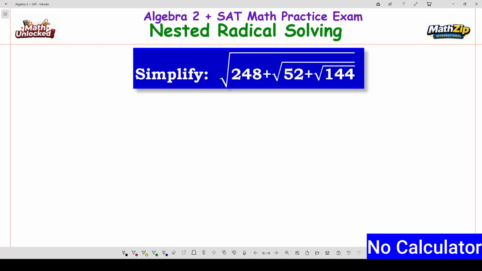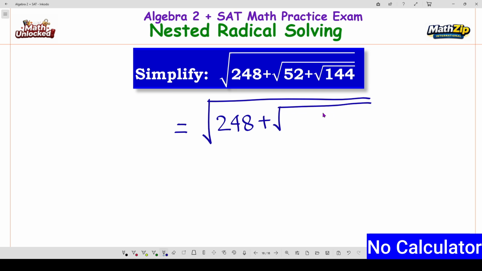Root 248 plus under this root again root 52 plus under root 144. So we are trying to solve this one step by step. First, it's a big root 248. Under this root, here is a root 52.